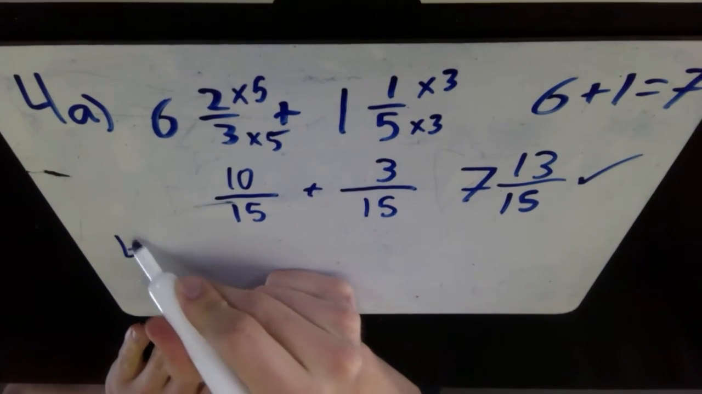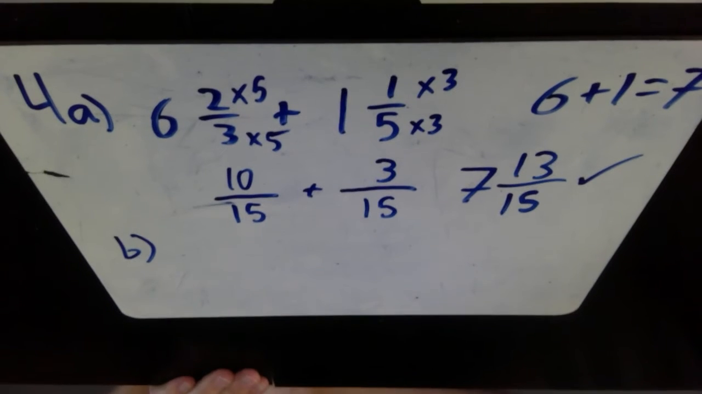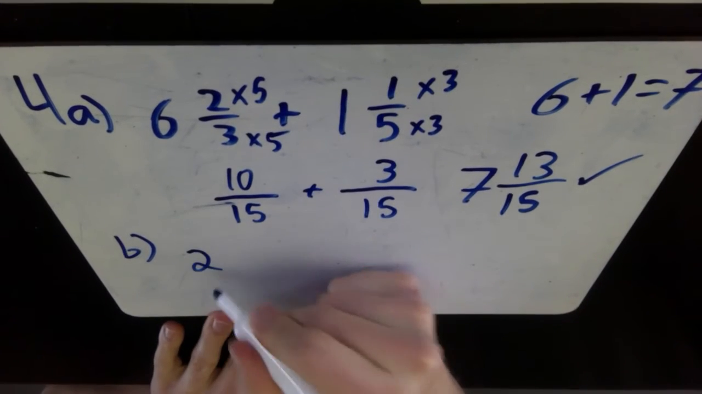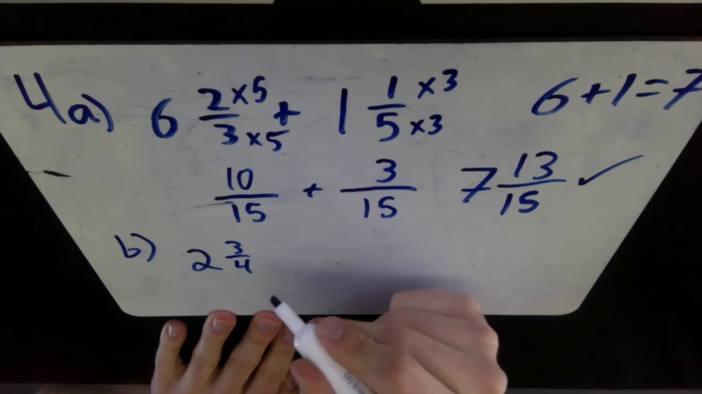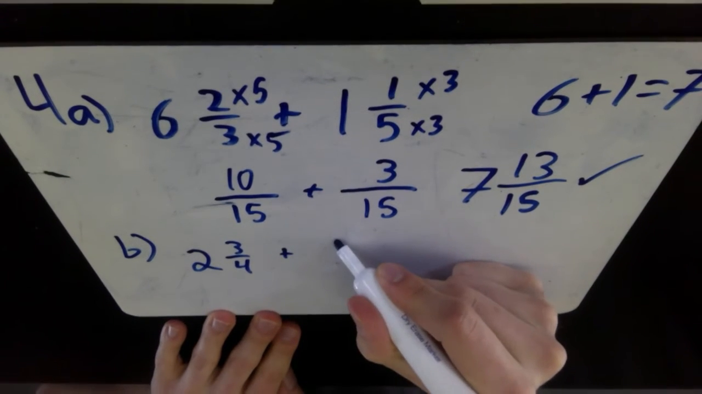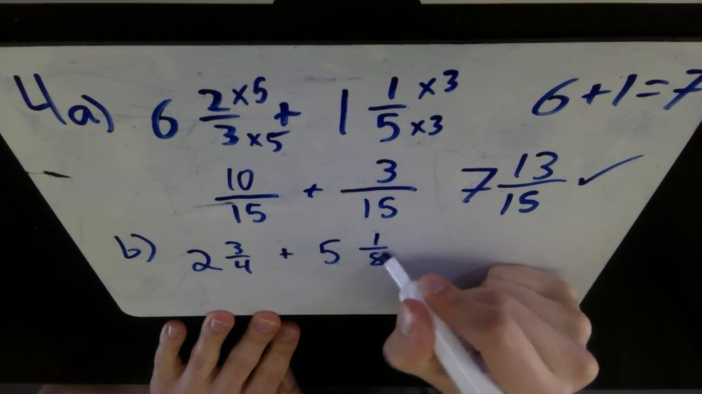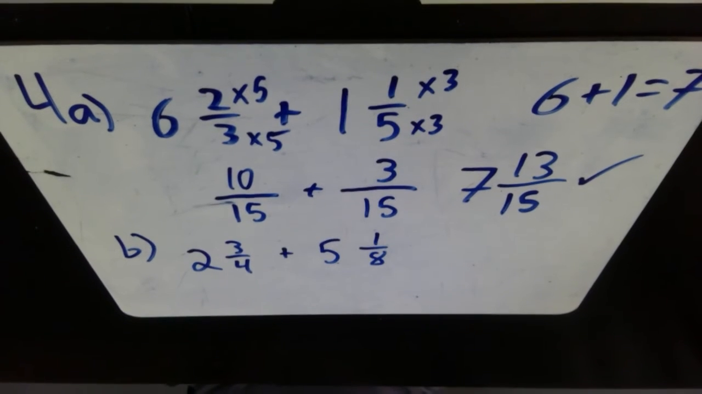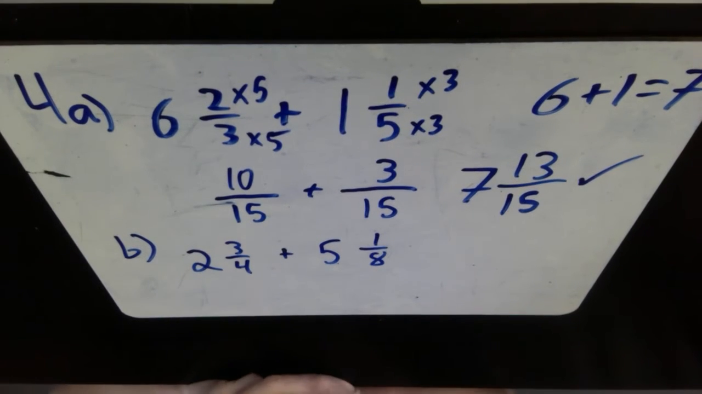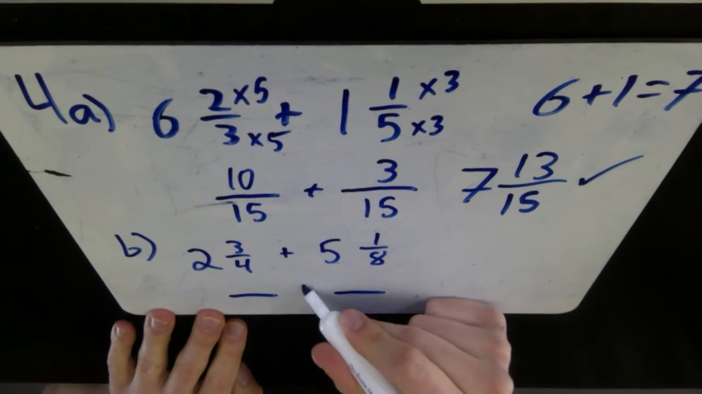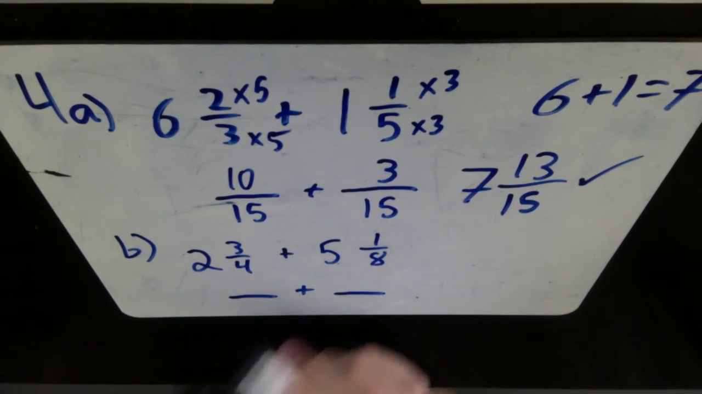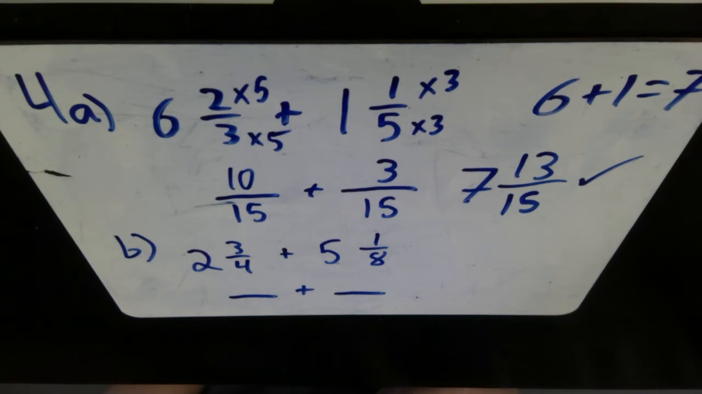B. We have 2 3/4 plus 5 and 1/8. So same thing here. You want to start off by finding your common denominator to write your new fractions so that you can add. We'll separate our wholes for now. We'll worry about them afterwards.